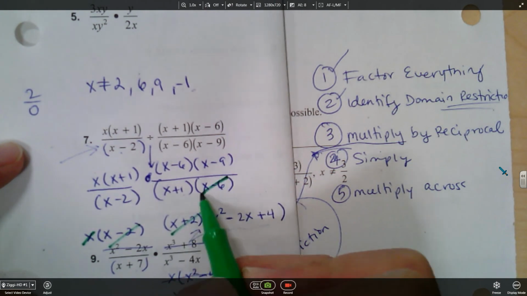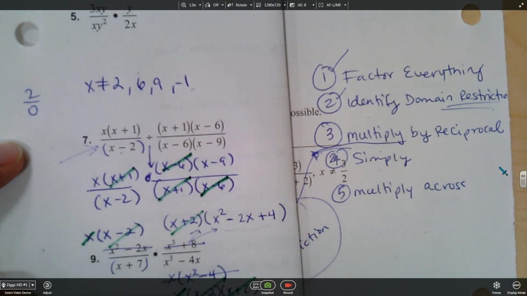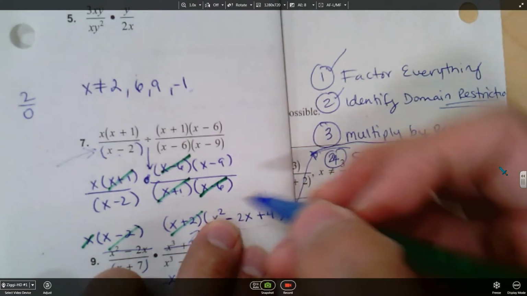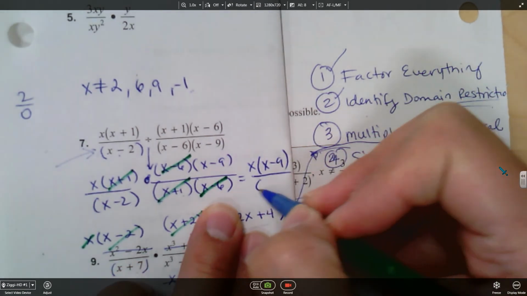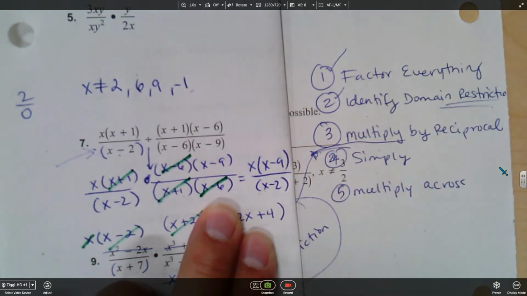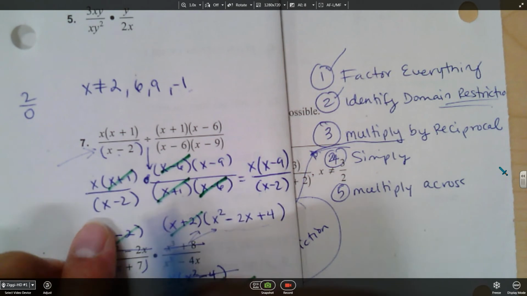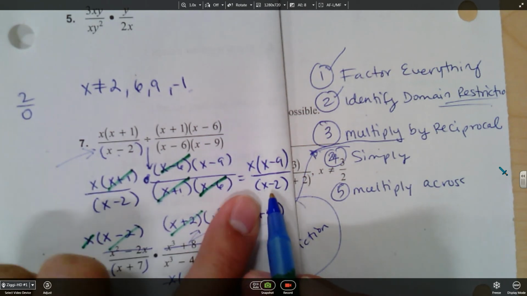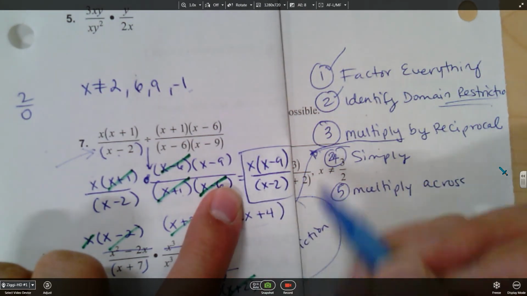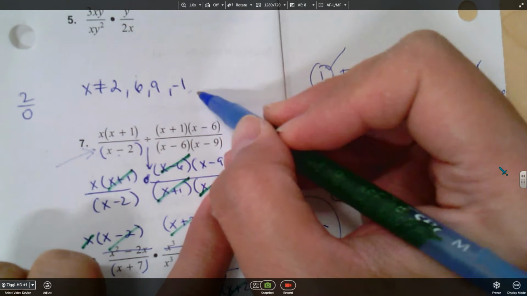So let's see. We can cross that one out. We can cross that one out. Okay, those are crossed out now, and we're just gonna multiply across. So when I say multiply across, we're just gonna write them together. We're not gonna actually distribute them. We're just gonna say x times x minus 9, x minus 2 times 1. So that is our simplified problem with these restrictions.